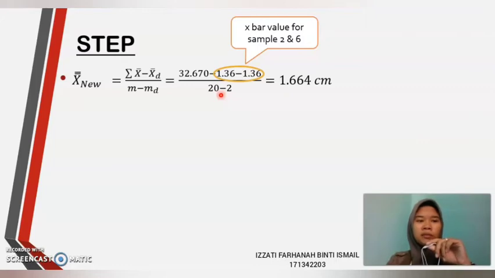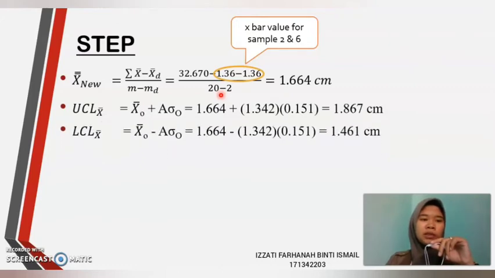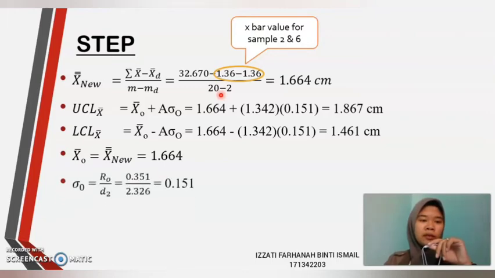The next step is to find the UCL and LCL. To find the UCL, we use the formula X double bar naught plus A sigma naught, while for the LCL, we use X double bar naught minus A sigma naught. X double bar naught equals the new X double bar value, which is 1.664 cm. For the sigma naught, we can find it from the formula R naught divided by D2. R naught we can find from the calculation.